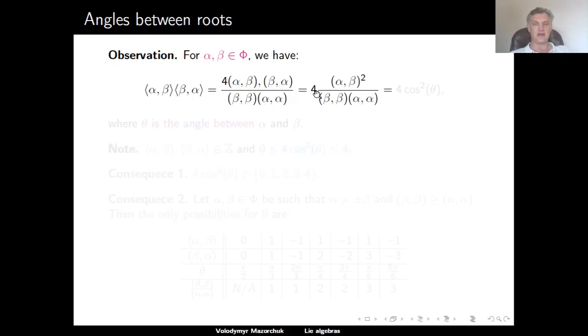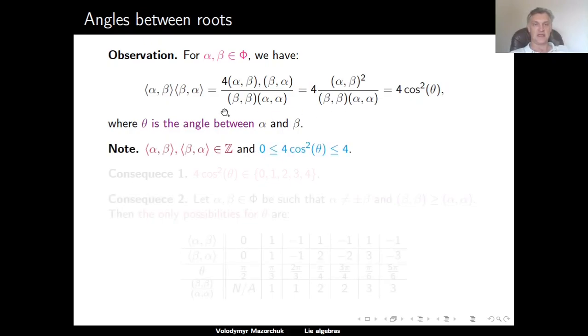So this we can rewrite as 4 times the scalar product of alpha and beta squared, because the scalar product is symmetric, divided by the scalar product of beta and beta and the scalar product of alpha and alpha. And this quantity, the scalar product of alpha and beta squared, divided by the scalar product of beta and beta times the scalar product of alpha and alpha, can be easily recognized as the cosine squared of the angle theta between alpha and beta. Now we can note that according to the axioms of the root system, the angle bracket of alpha and beta must be an integer.